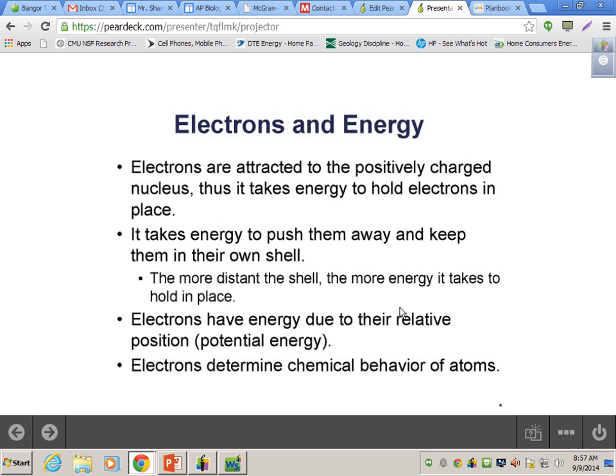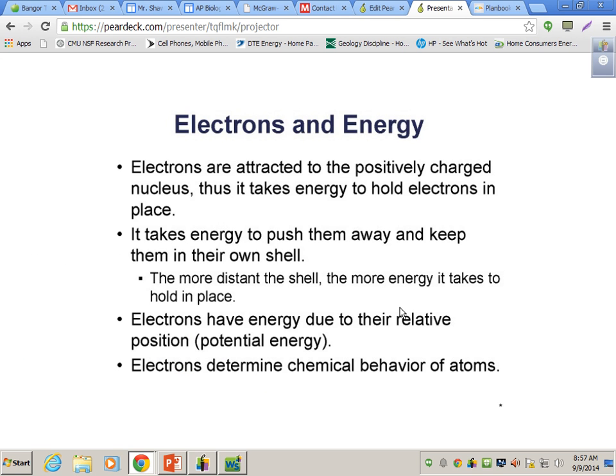So, electrons and energy. Electrons are attracted to the positively charged nucleus, thus it takes energy to hold electrons in place. So if I bond 2 things together, is that taking energy? Yeah. If I'm going to pull 2 elements apart, does that require energy? Yeah. So anytime I make or break a bond, energy is involved. It takes energy to push them away and keep them in their own shell. And the more distant the shell, the more energy it takes to hold in place. Electrons have energy due to their relative position, or their potential energy.